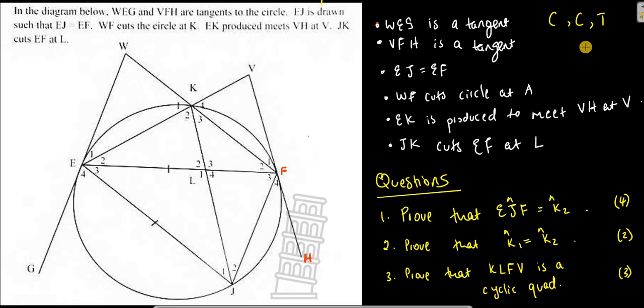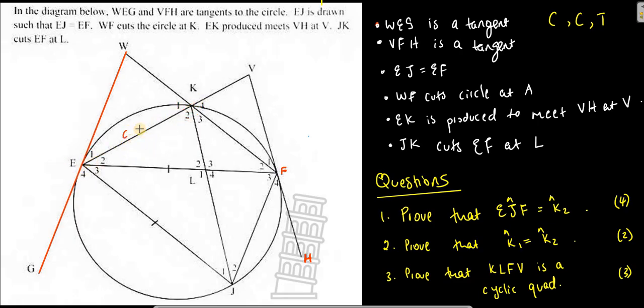Now we're told that in this diagram W, E, G and V, F, H are tangents. If those are tangents, what this tells us is that we should remember theorems that are related to a tangent. So I'm just gonna highlight them. There is W, E, G, this one here. So if it is a tangent, already we can identify that here we have a chord, right? EK is a chord, good people, right? If we check, EK is a chord.